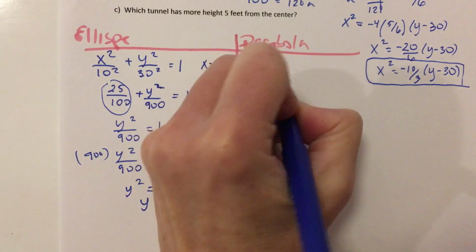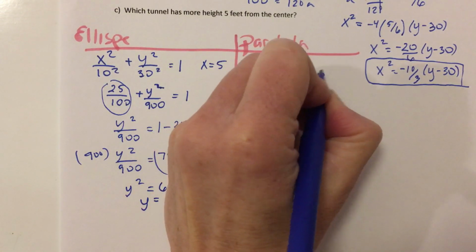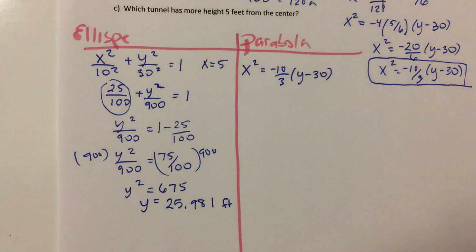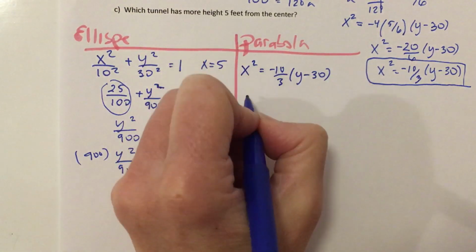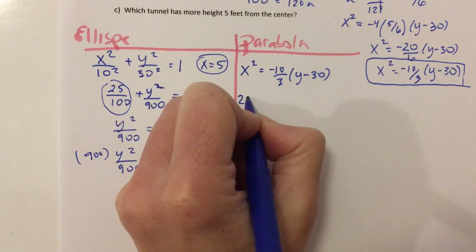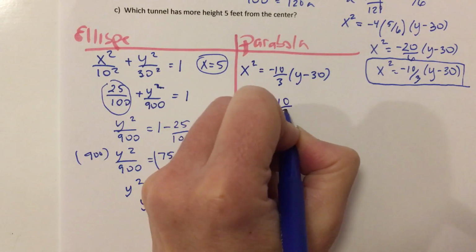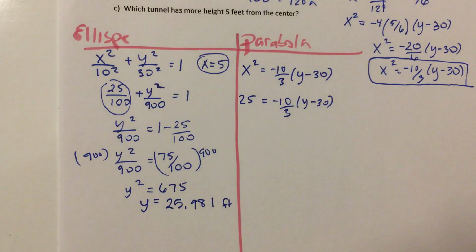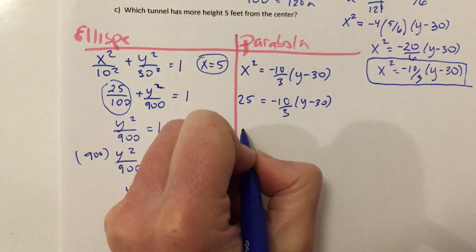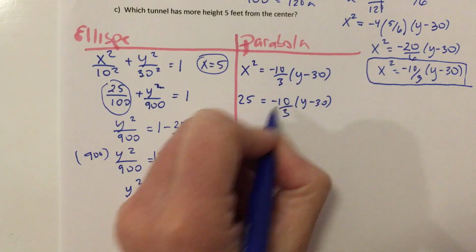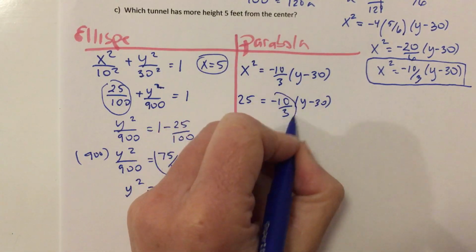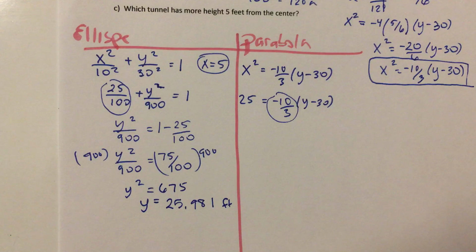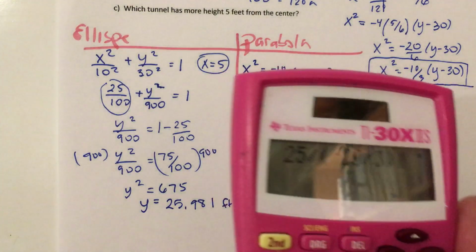In the next problem, in the parabola, our equation is x squared equals negative 10 thirds, y minus 30. In this problem, you know that x is 5. It's right here still, so you get 25 equals negative 10 thirds, y minus 30. At this point, you're basically going to just divide by this. So you're going to do 25 divided by negative 10 thirds. If you use your calculator for that, make sure you do parentheses, negative 10 divided by 3, like this.